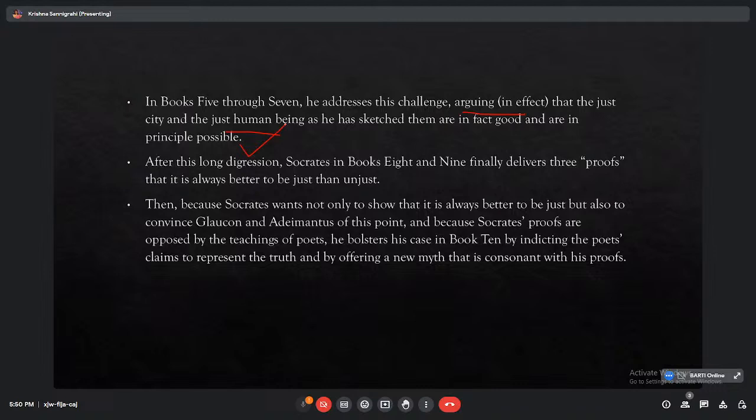Then, because Socrates wants not only to show that it is always better to be just, but also to convince Glaucon and Adeimantus of this point, and because his proofs are opposed by the teachings of poets, he bolsters his case in Book 10 by indicating the poet's claims to represent the truth and by offering a new myth to support his own thought process.